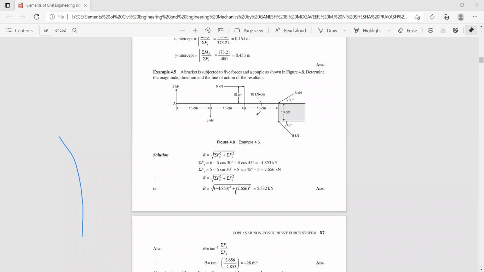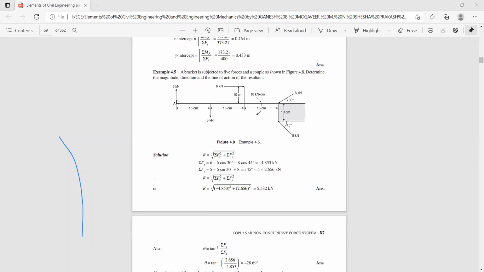Now we know the magnitude and the direction of the resultant, and we need the position of the resultant with respect to point A. In order to calculate it, we need to take the moment of all the forces with respect to point A, that is R into D is equal to sigma MA. So let us find sigma MA.